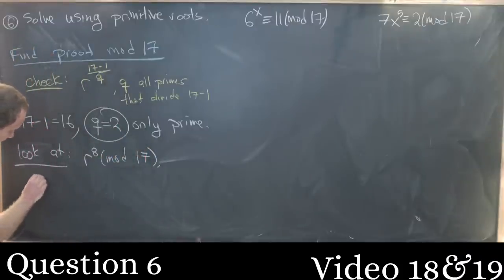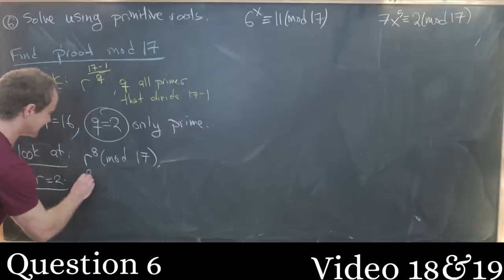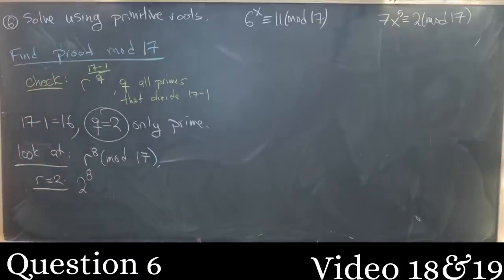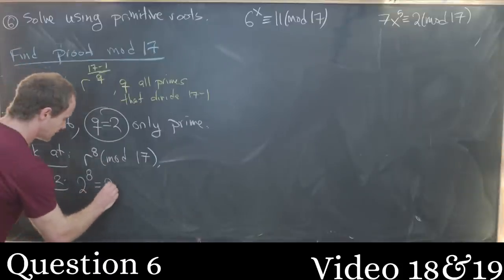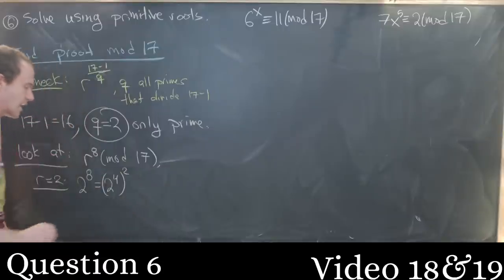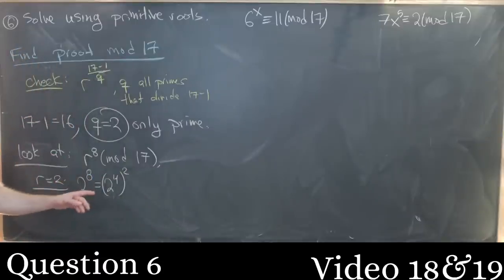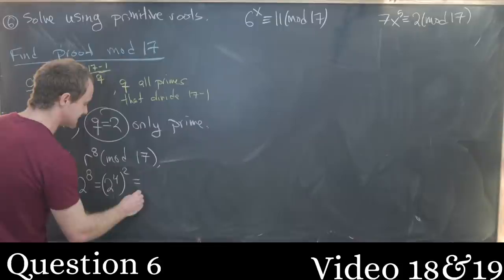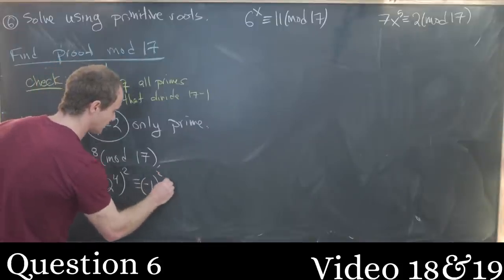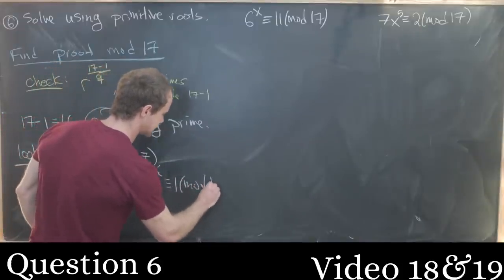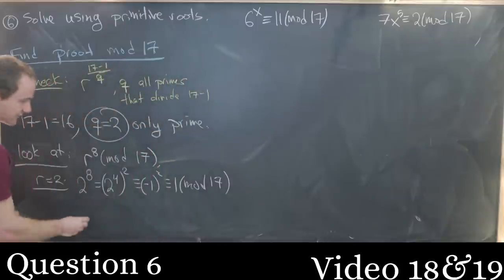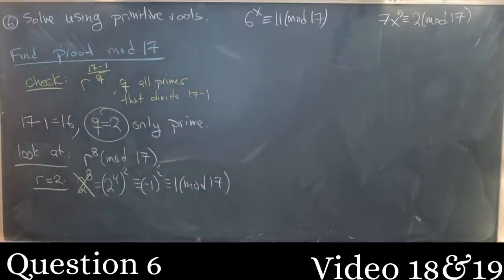Okay, so let's try 2 first. So 2 is often a primitive root. There's actually a big conjecture talking about how often 2 is a primitive root. So we need to look at 2 to the 8 mod 17. That's not too hard to calculate. Notice that's 2 to the 4 squared mod 17, but 2 to the 4 is 16, but 16 is negative 1. So that's negative 1 squared, which is 1 mod 17. But that's like a bummer for us. That means that 2 is not a primitive root. So that means we move on.